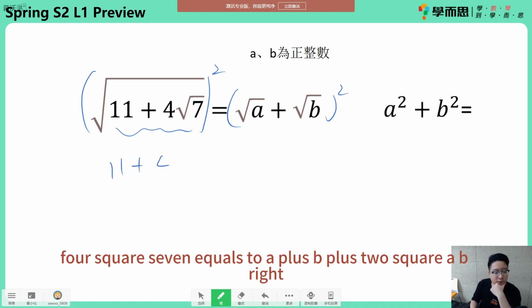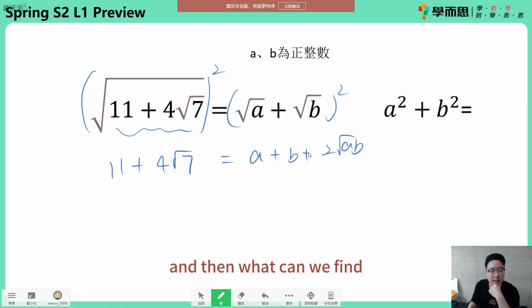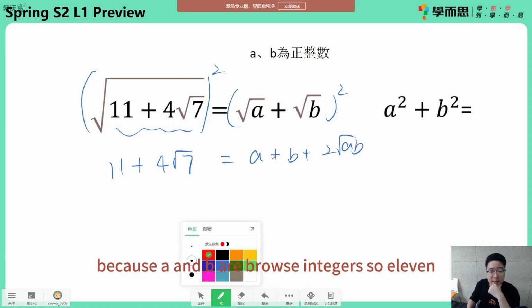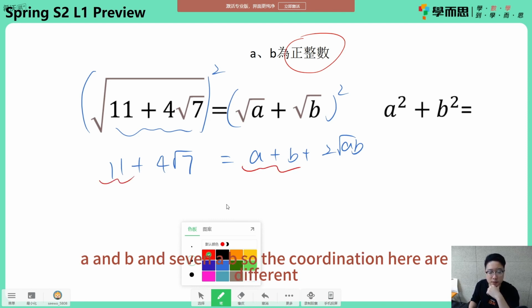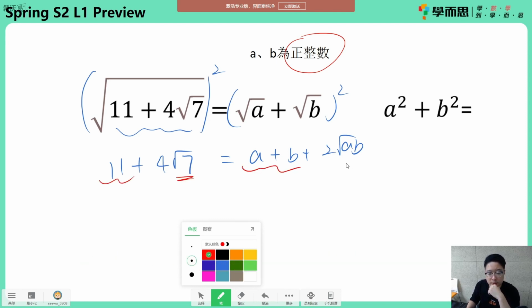11 plus 4 square root 7 equals a plus b plus 2 square root of ab, right? And then what can we find? Because a and b are both integers, so 11 is a plus b, and 7 is ab.